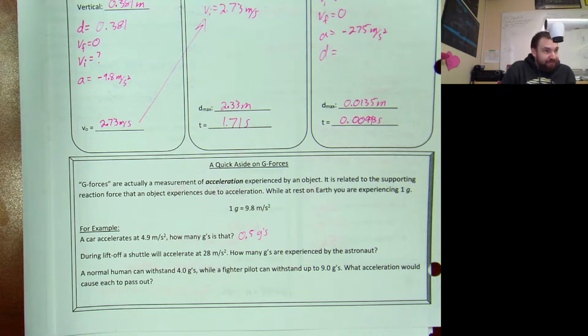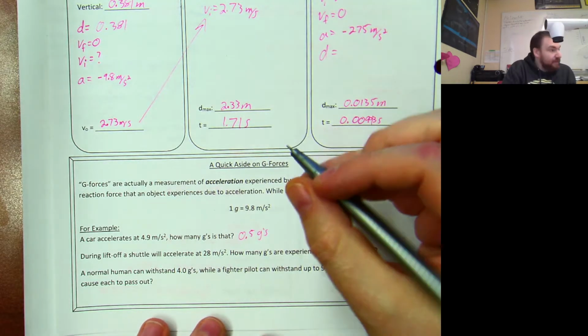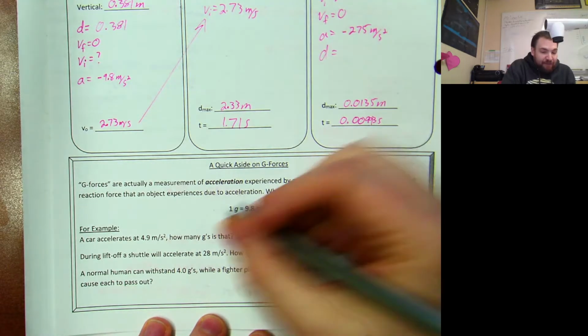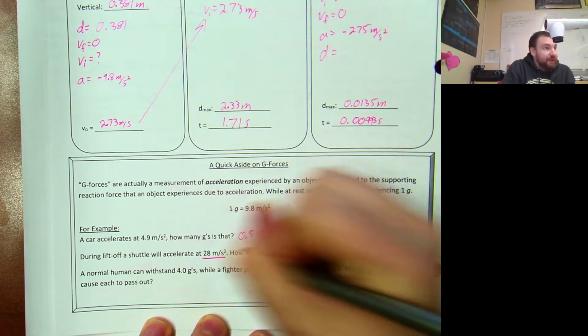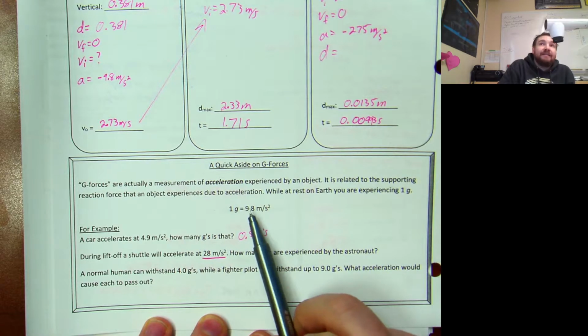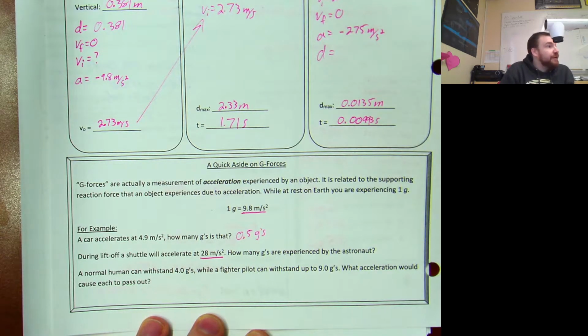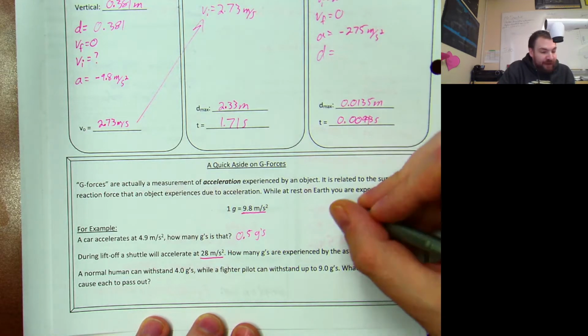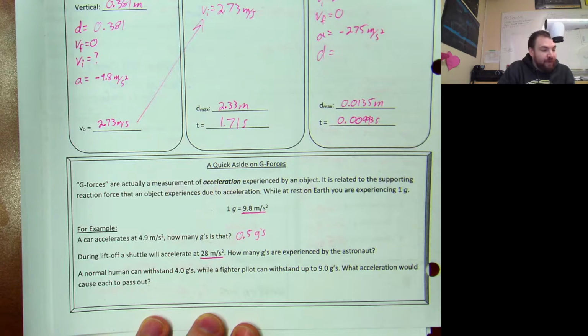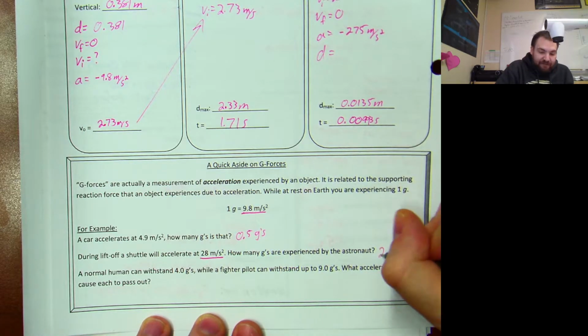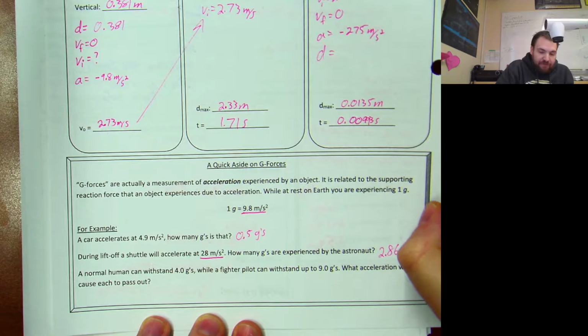What are we doing? Yeah, you take the acceleration that we have and divide it by the acceleration due to gravity. Sorry? 2.8. What? No, 2.8 what? What's the next digit? So we want to round it. We just don't want to cut it off. 2.86. So yeah, almost 3.